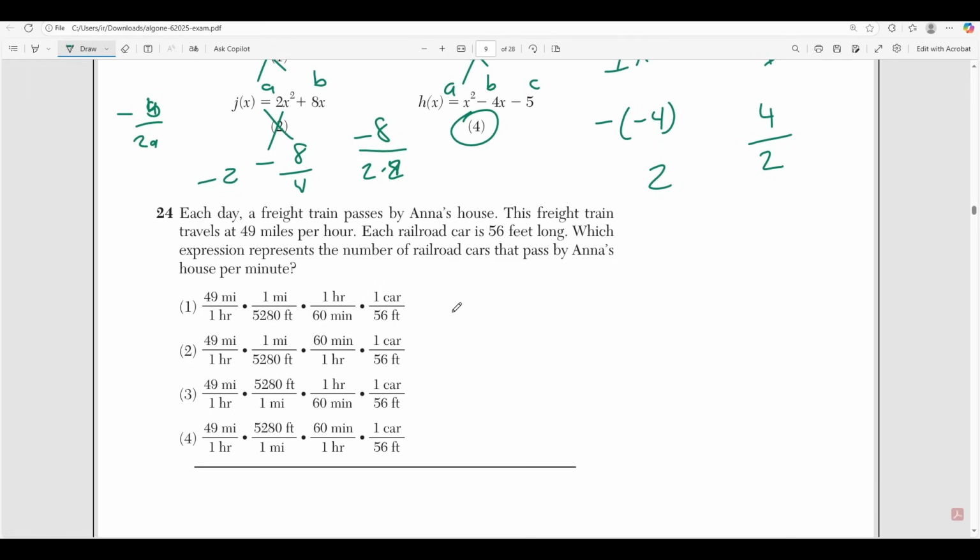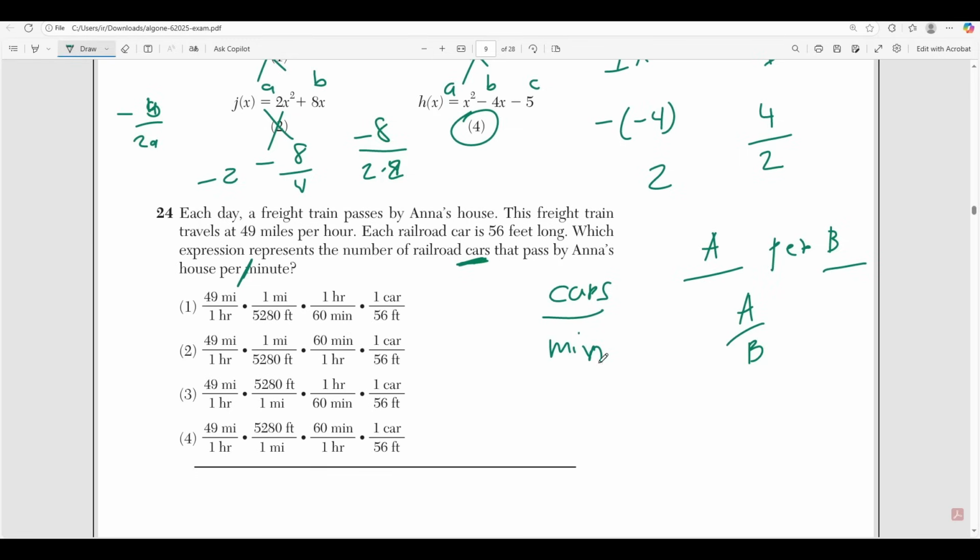Okay, so essentially this is a dimensional analysis question. We want to convert units to something. Now we have to focus on what we want to convert it to. So we want to see which expression represents the cars that pass by Anna's house per minute. Whenever you see per blank, whatever comes before the per goes in the numerator, and whatever comes after the per goes in the denominator. So when we look at railroad cars per minute, railroad cars goes in the numerator because they come before the per, and minutes go in the denominator because they come after the per.